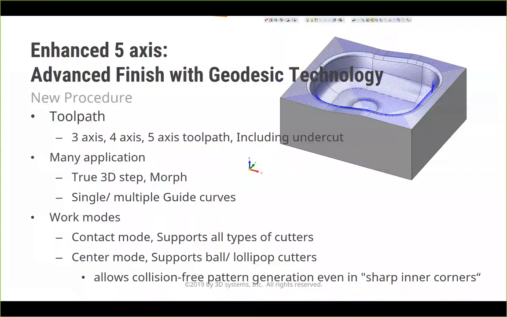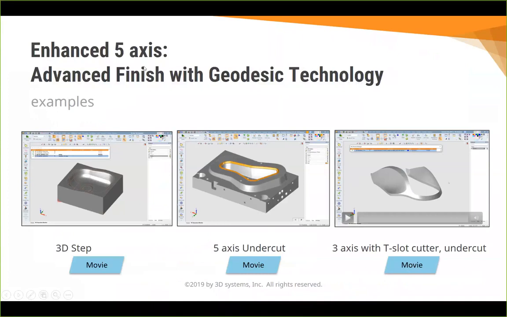Contact mode supports all types of cutters and center mode supports ball and lollipop cutters and allows automatic creation of collision-free toolpaths. No need for gouge checking, it is automatically trimmed and fully defined. Let us see some examples of applications related to geodesic. First one is the 3D step.